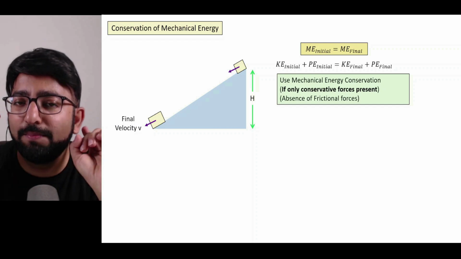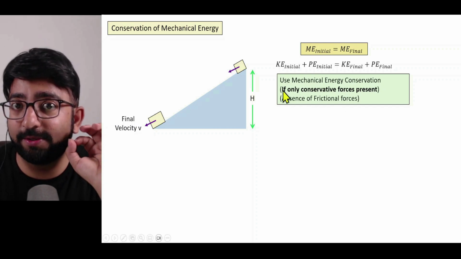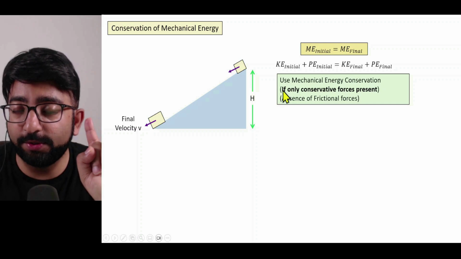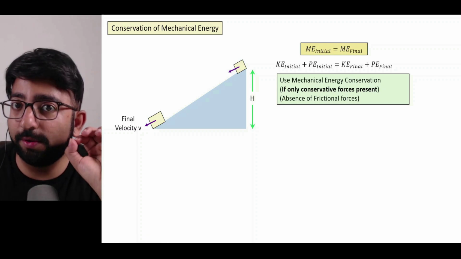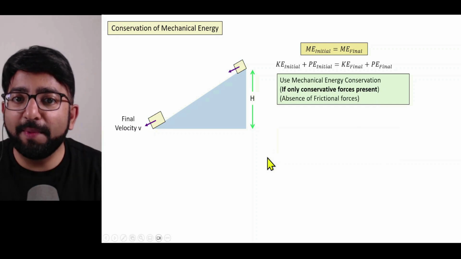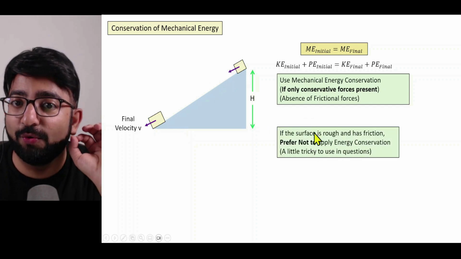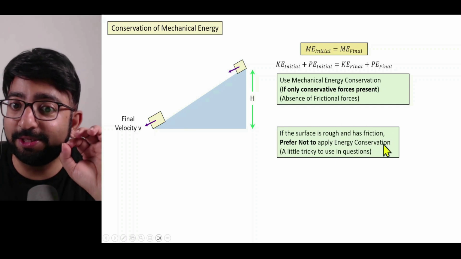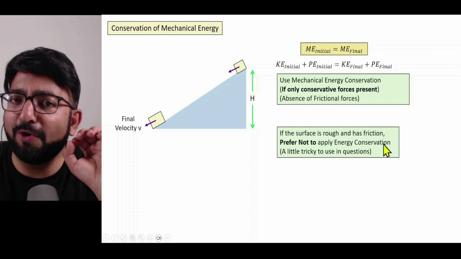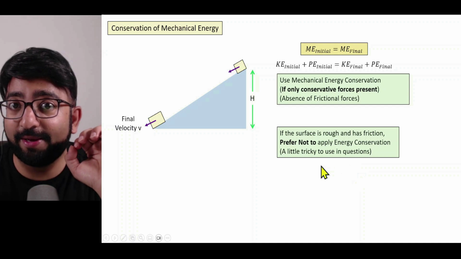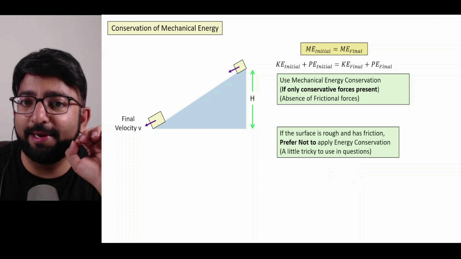Tricky to apply, but in most cases, we can consider this as a rule. So, mechanical energy conservation is applicable only if conservative forces are present. Now, imagine if this inclined plane surface is rough, so it has friction. If the surface is rough and has friction, it is better not to apply the energy conservation. As I explained earlier, it is a little tricky to apply it.